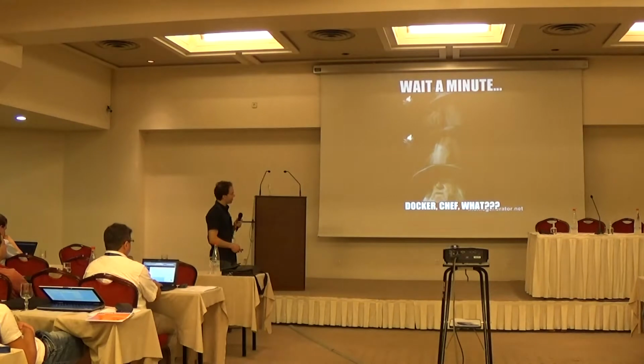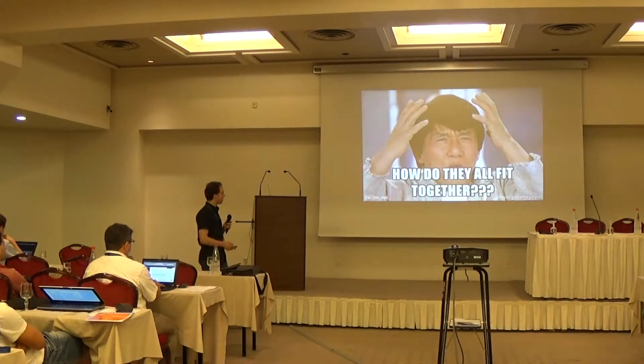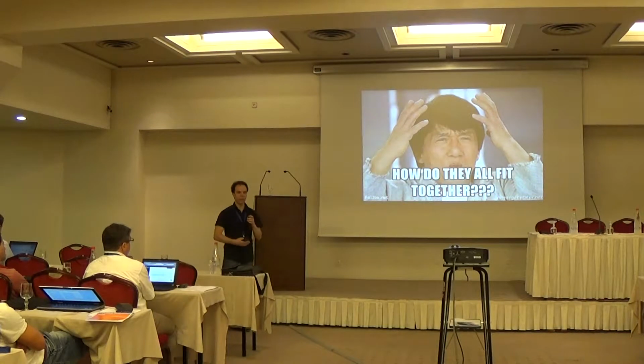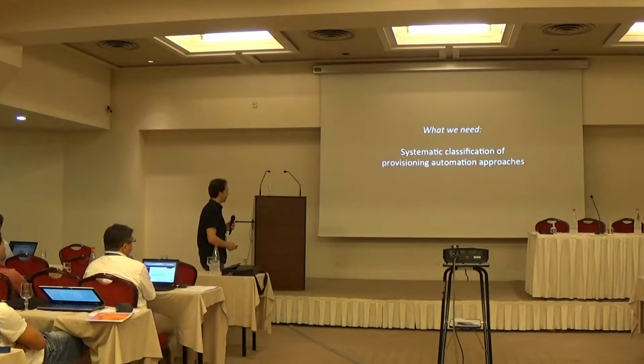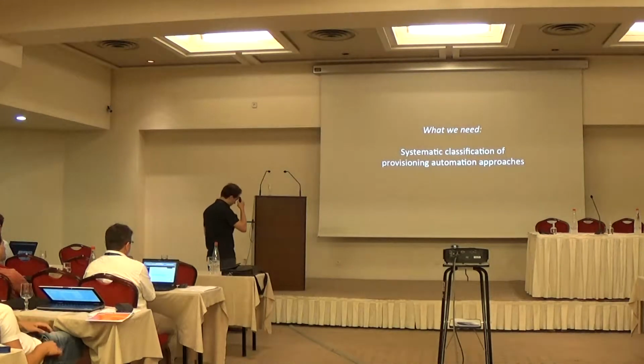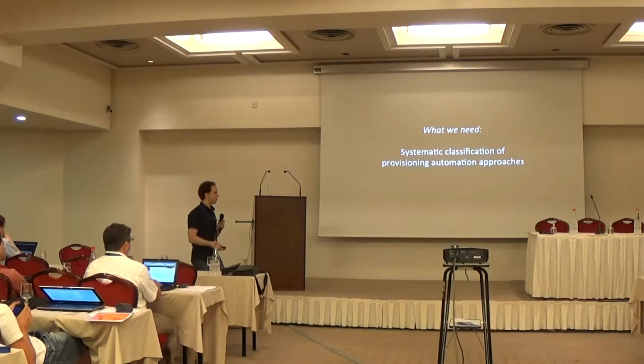So the problem is we have a lot of stuff out there, and it's really hard to decide, right? And it's even somehow hard to find out how these things fit together. So as I said before, we don't have these isolated solutions. We also have to find out how to combine, for example, Chef with Docker and how it fits with TOSCA and so on. So what we need in the first place is some kind of systematic classification, some way to classify those provisioning automation approaches.